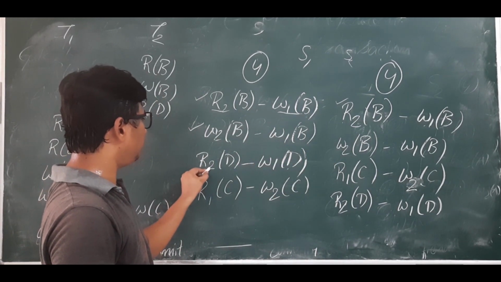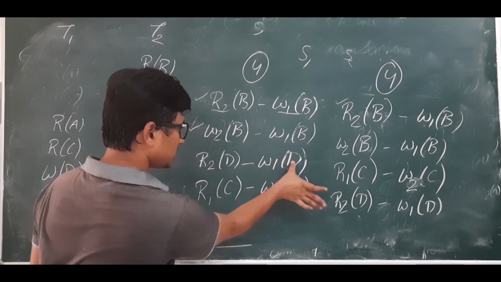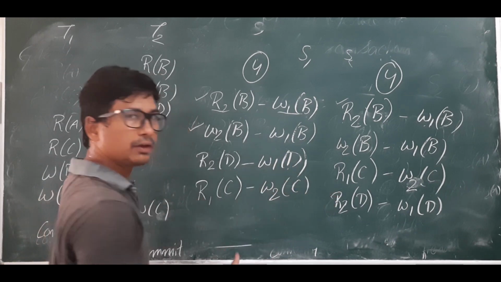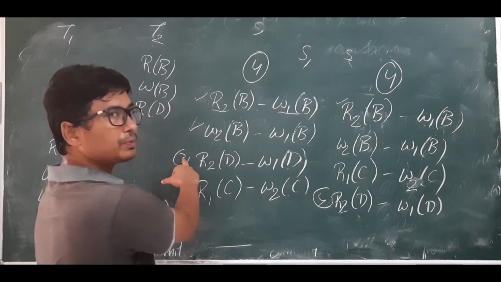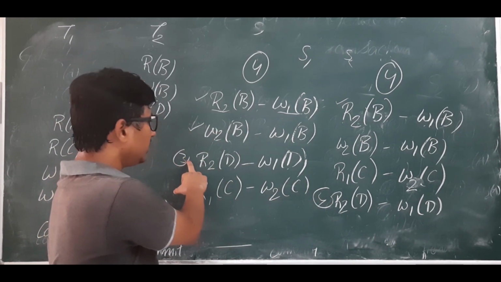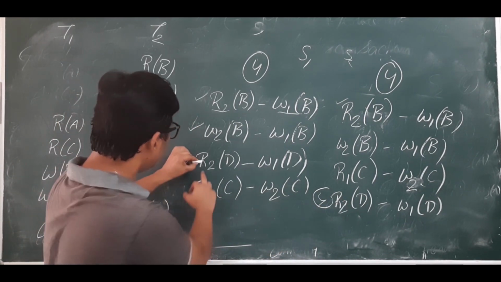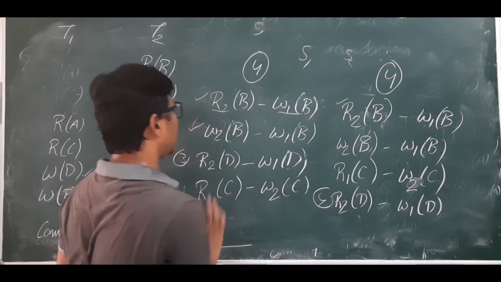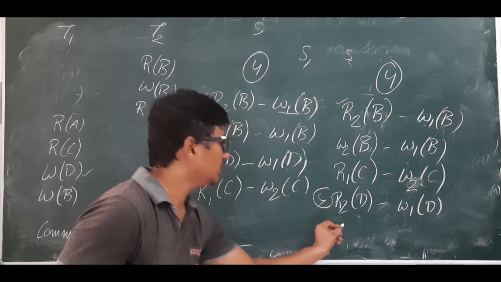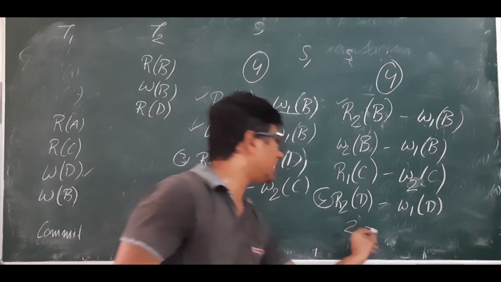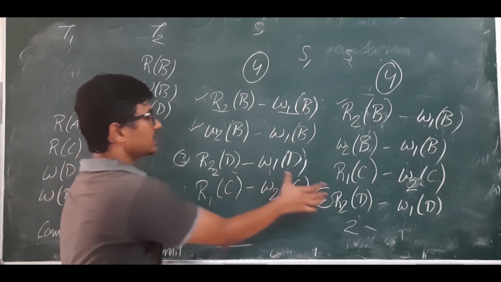Now read 2 of B, write 1 of B. If you see, this is not equivalent to this one, but this is equivalent to the 4th. That's what I am saying, that the order here is not the same. Here this conflict operation came as the 3rd, here it came as the 4th conflict operation. That is not a problem. But this order, read 2 on data item D, and this is also write 1 of D, because it is saying transaction 2 to transaction 1. This is also saying transaction 2 to transaction 1. Now I can say that they are equal.